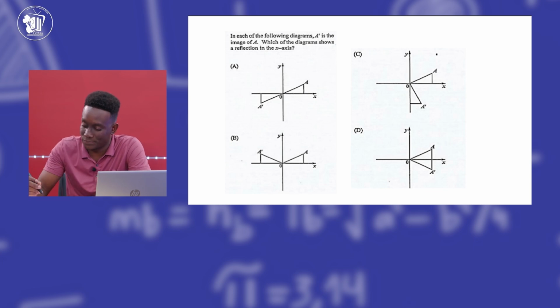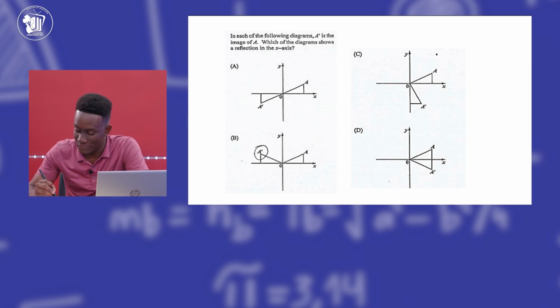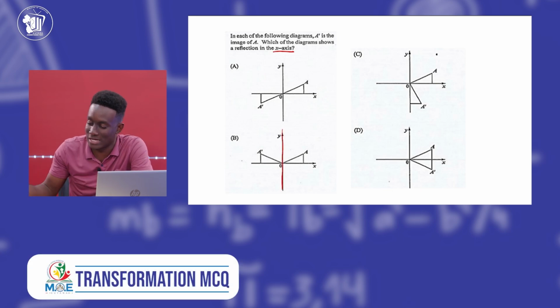So let's see. I have A here, which is the object, and this is A prime. So this is definitely not showing the reflection over the x-axis. So let's look at this one here, B. So B, we have A and we have A prime. So we see this is showing a reflection over the, let me use another color. So this is showing a reflection over the y-axis, but we're talking about the x-axis.